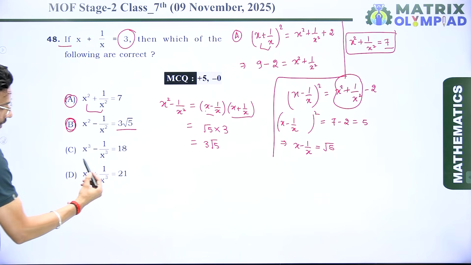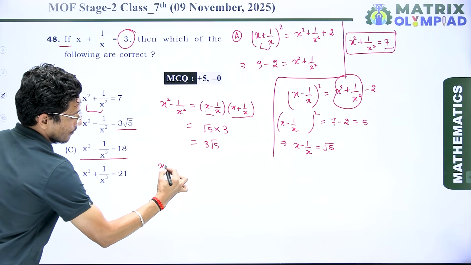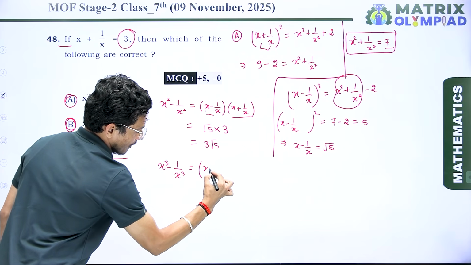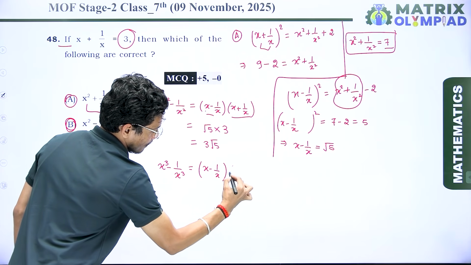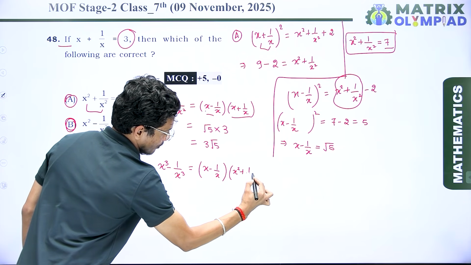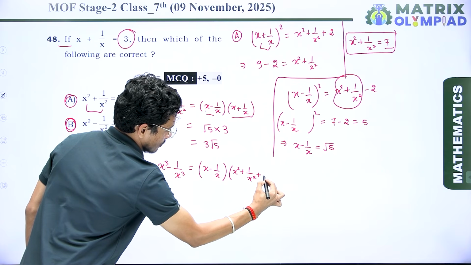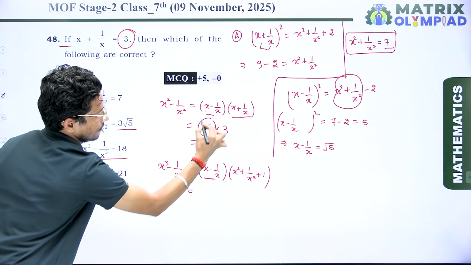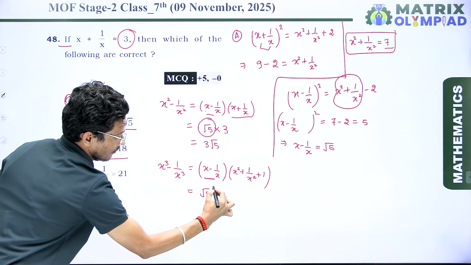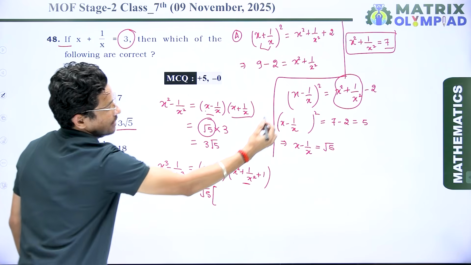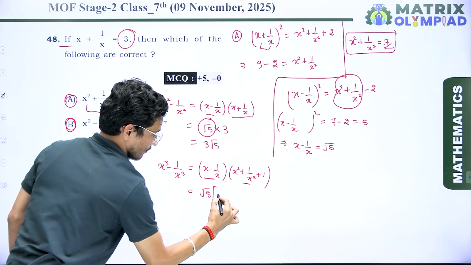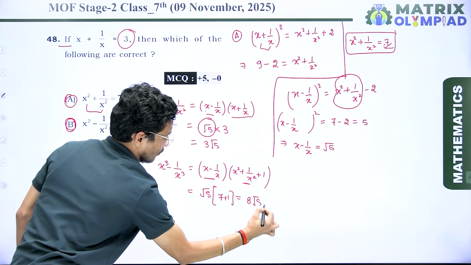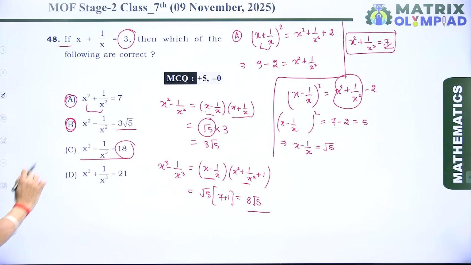So now if I talk about the third, that is x cube minus 1 upon x cube, we know which is equal to x minus 1 upon x, square plus 1 upon x square plus 1. So x minus 1 upon x, here we have under root 5, and x square plus 1 upon x square, here we have 7 plus 1. The correct is, that is 8 under root 5, but here we have 18, so this one is not correct.